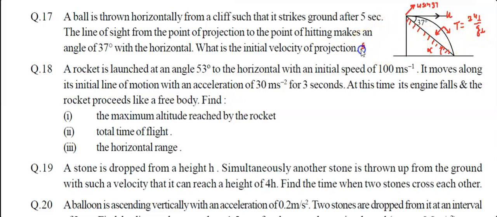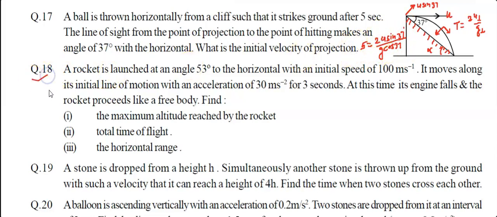T is equal to, that is, 5 is equal to twice u sine 37 divided by g cos alpha, which is cos 37, and you can say that's tan 37, and then g is given to you. You can find the value of u. It will give you the answer quickly.